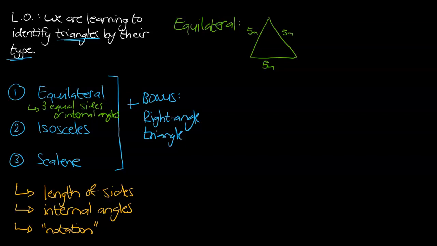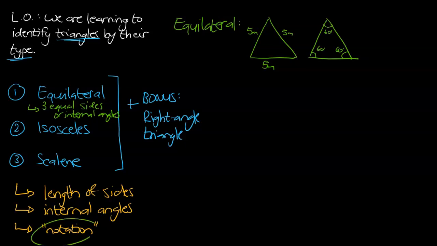We can also talk about the internal angles, as I mentioned. So this is the second thing, internal angles. In an equilateral triangle, all three angles are going to be equal, which comes up to 60 degrees exactly. So if you see a triangle with three internal angles of 60 degrees, you know that that's going to be an equilateral triangle.